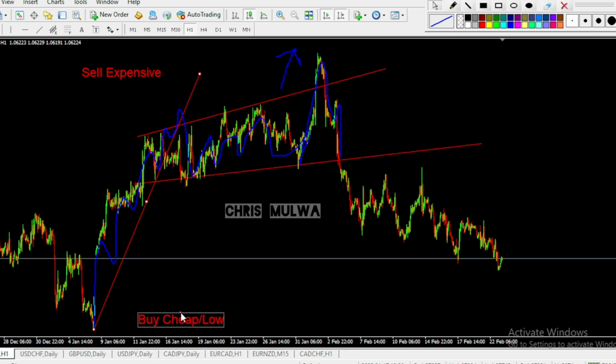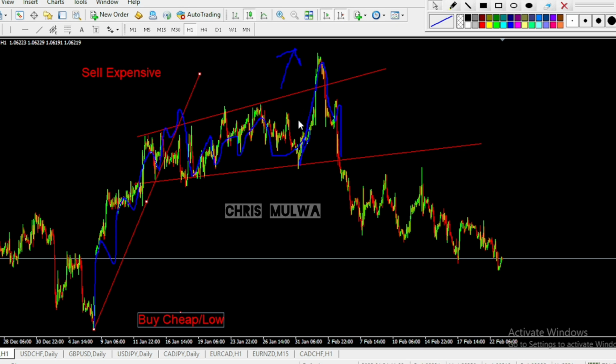Buy cheap. Ensure that whenever you are placing your buy, you are buying cheap. Whenever you are placing your sell, you are selling expensive, and you will never go wrong with that. You will get at least above 70% win rate, and by the end of the month you will have something to pay your bills. So here you are selling expensive. Well, how do you sell expensive?